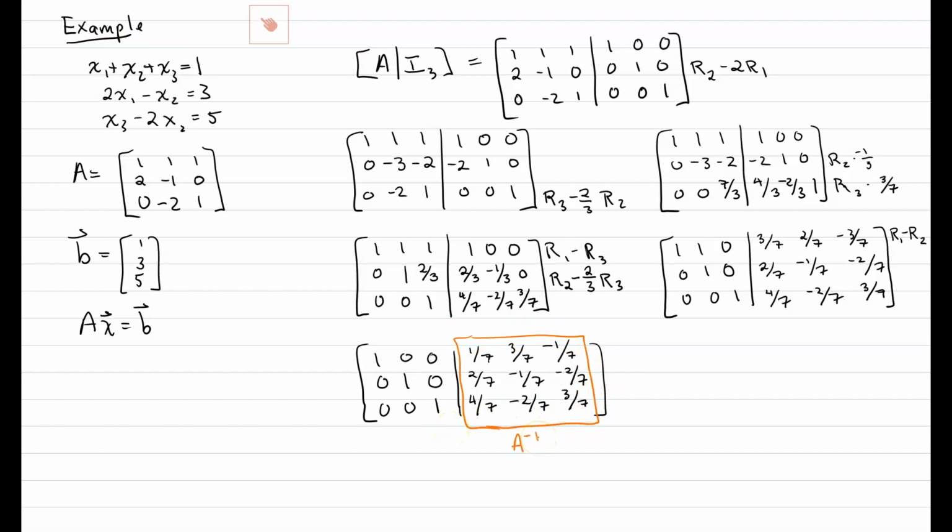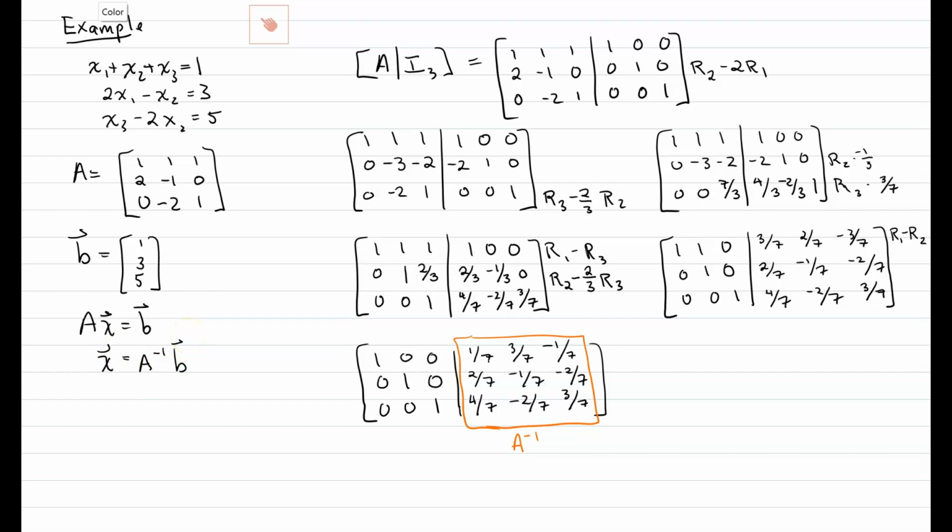So now we can take A inverse and multiply it by B, and we'll get our solution vector. Because remember, if Ax equals B, multiply on both sides by A inverse, and we're left with x equals A inverse B. So now we're going to compute that.